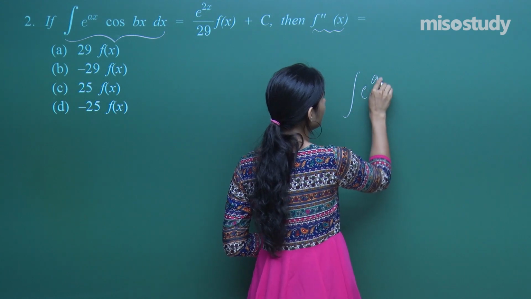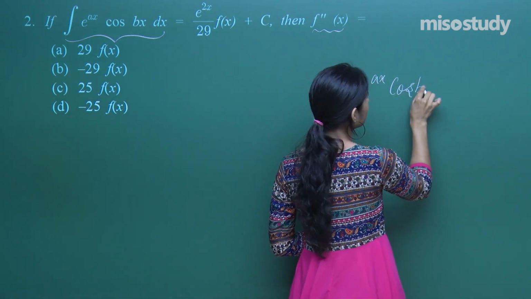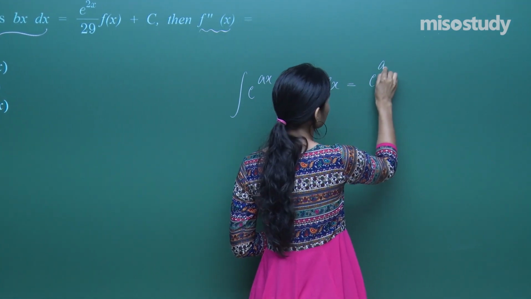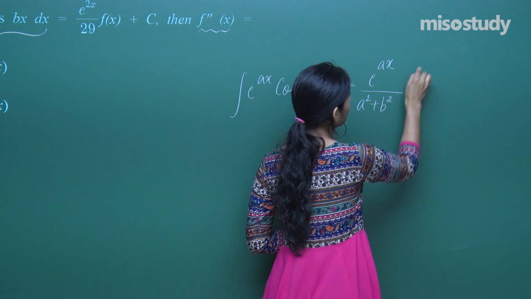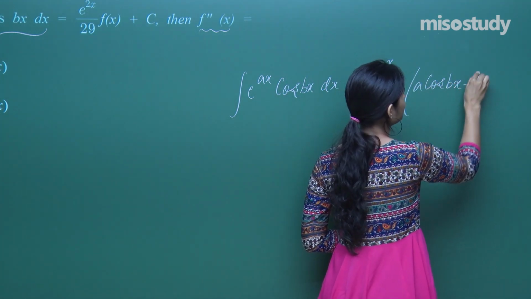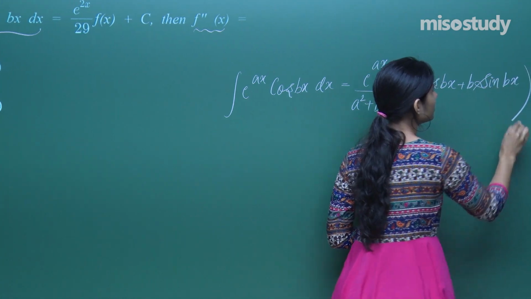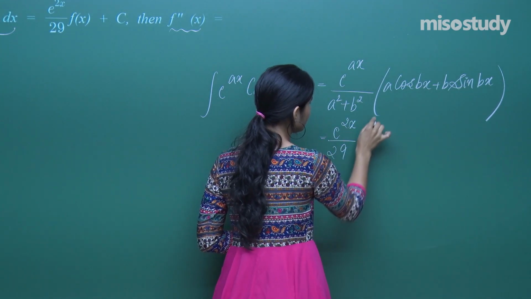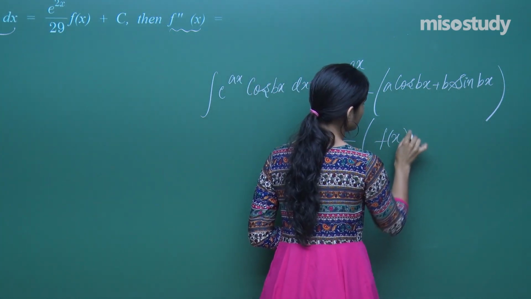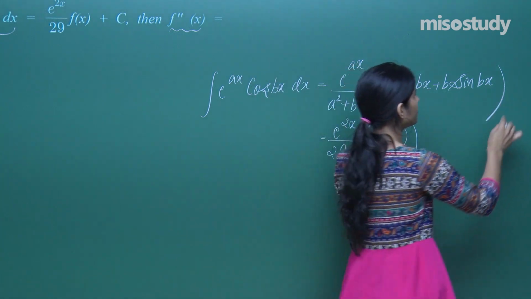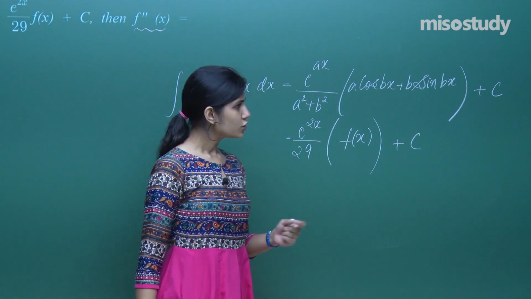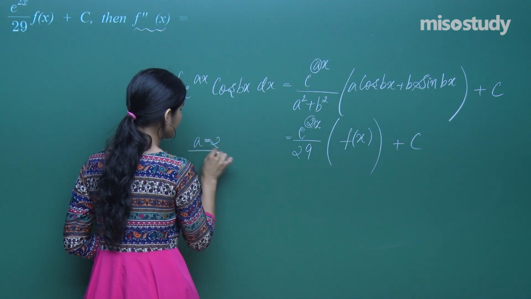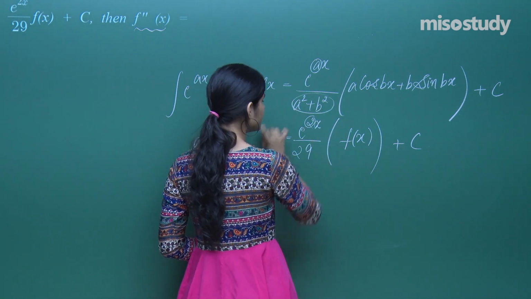We know that the integral of e to the power ax cos bx dx is actually equal to e to the power ax upon a square plus b square, times (a cos bx plus b sin bx). But this has been given equal to e to the power 2x by 29 times f(x), plus the constant of integration. Obviously plus c is going to come in both places. So if you compare both these expressions, clearly a is 2. Also, a square plus b square is 29.